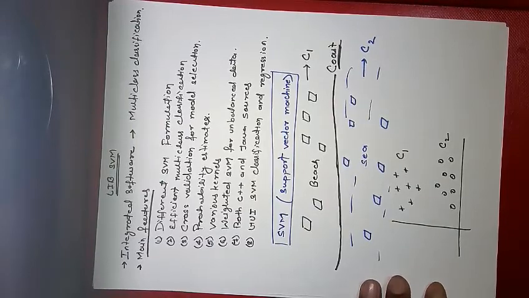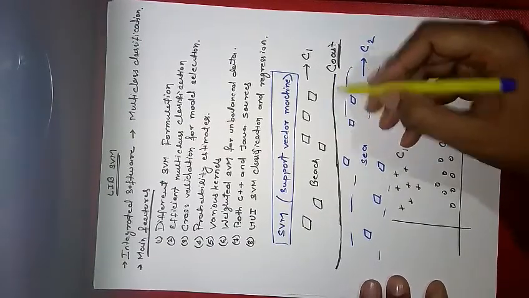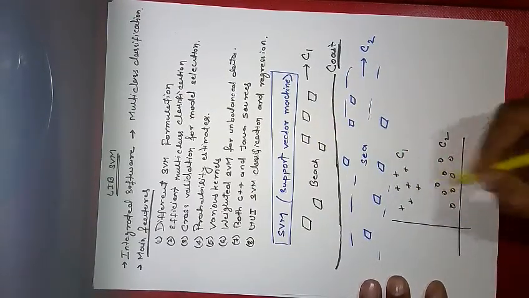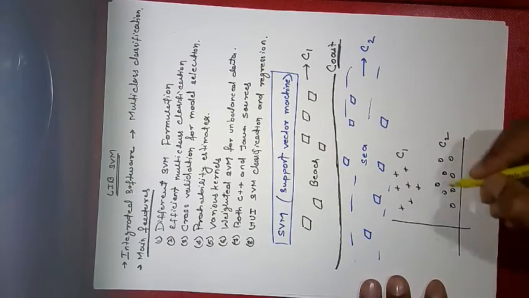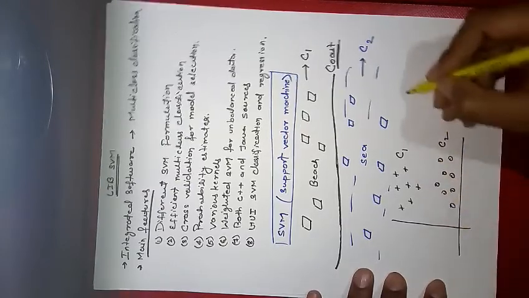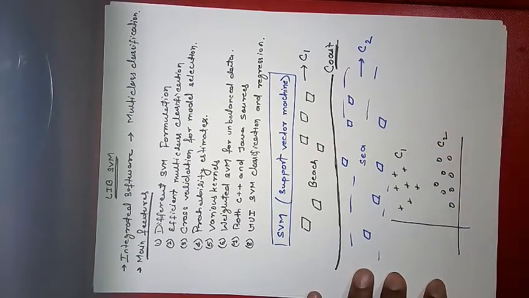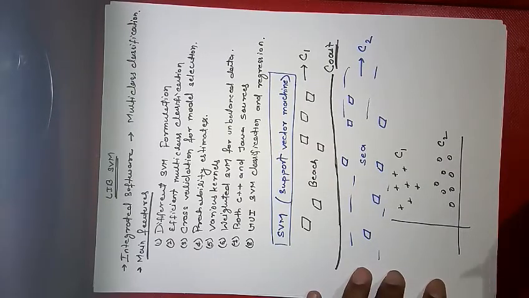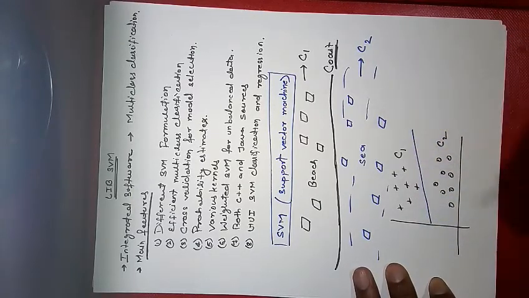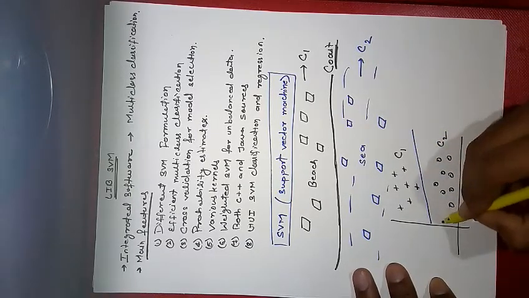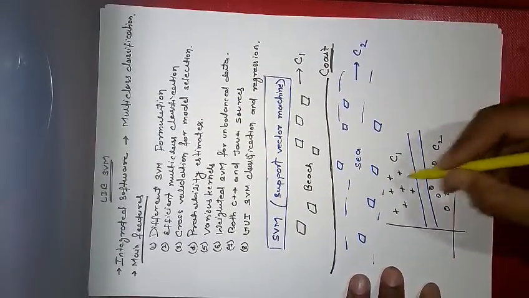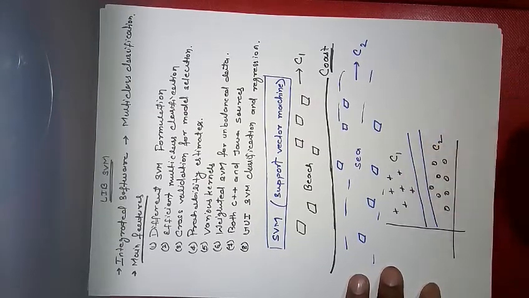So now, as in this example, this line actually separated these two objects. Here also we can classify these two classes C1 and C2 with a linearly separable line. It can be like this, it can be like this. This is also classifying the two classes, this line also classifying the two classes.